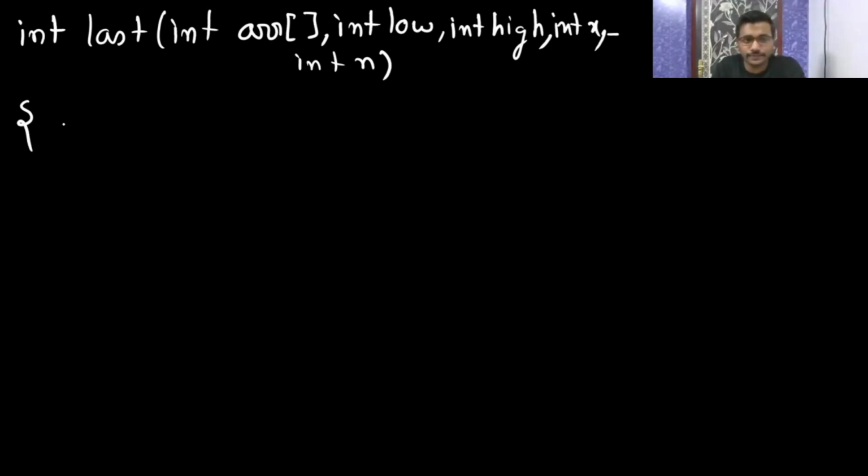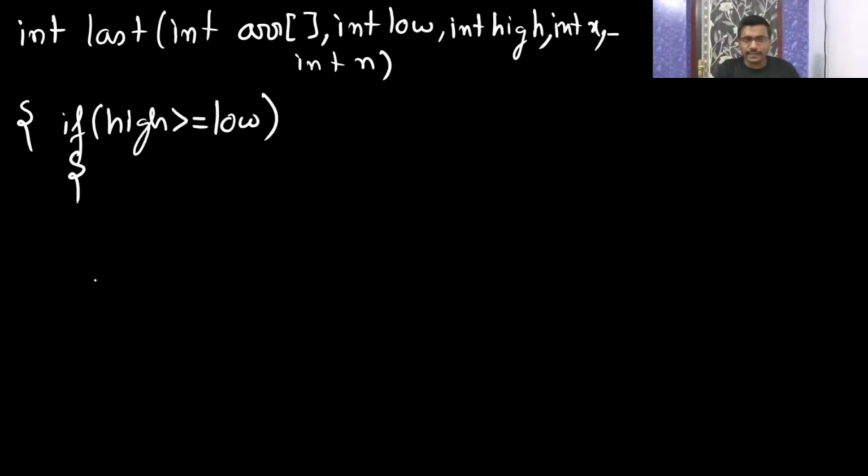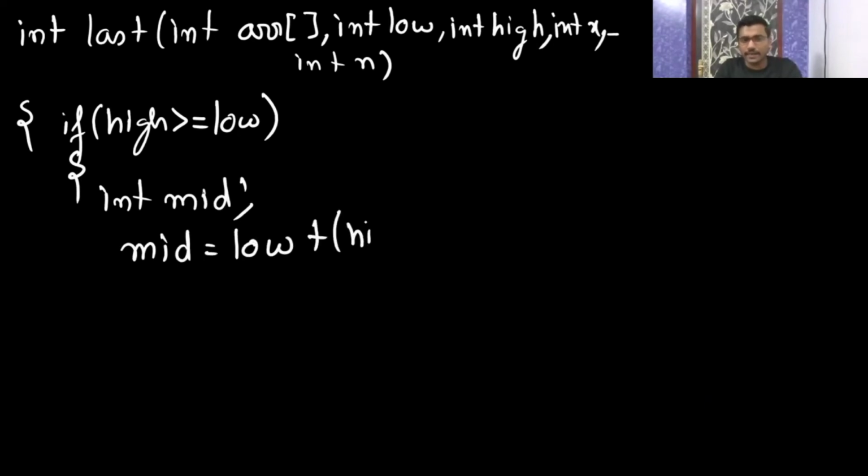Now again you will check if high is greater than or equal to low, then only you will go inside, otherwise you will return -1. Now you will declare one variable, int mid. That mid should be equal to low plus (high minus low) by 2. You are going to get the mid element.